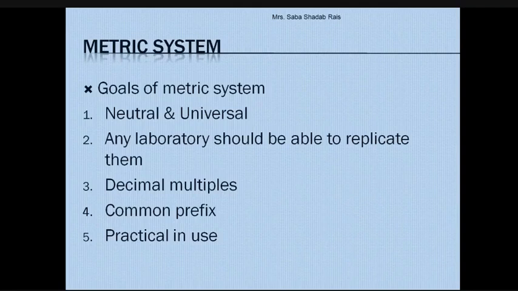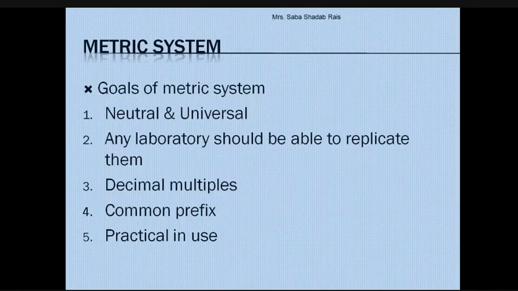Then there should be a common prefix. It is not that for mass you have one prefix, for volume a different prefix, and for length another prefix. It would create lots of confusion, so there was a need for a common prefix. They set certain common prefixes, like kilo, which means 10 to the power 3, indicating 1,000 times the base unit.